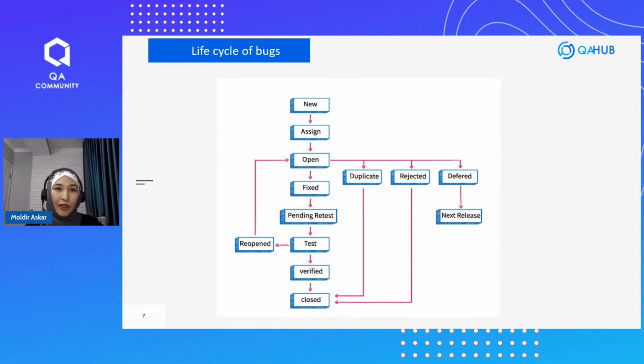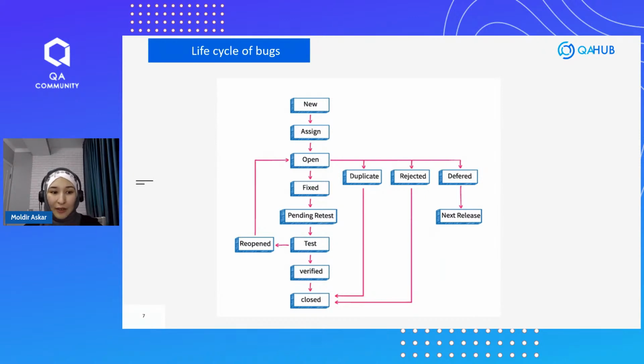In the picture, you can view the life cycle of bugs. We have several statuses of bugs, and the first status is New. When a defect is logged and posted for the first time, its state is given as New. After that, the state is Assigned. Once the bug is posted by the tester, the lead of the testers approves the bug and assigns it to the developers team or the dev team lead.